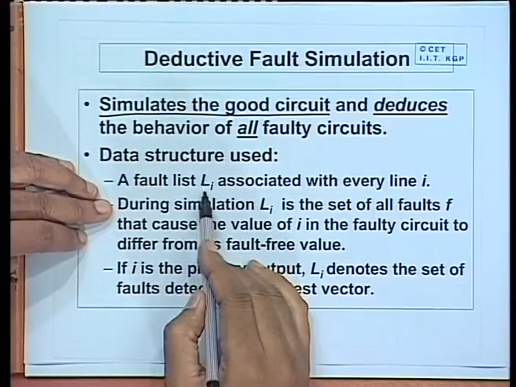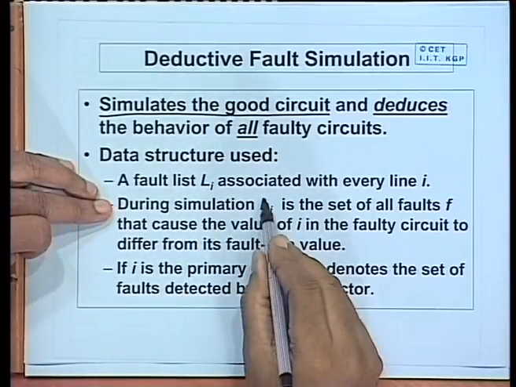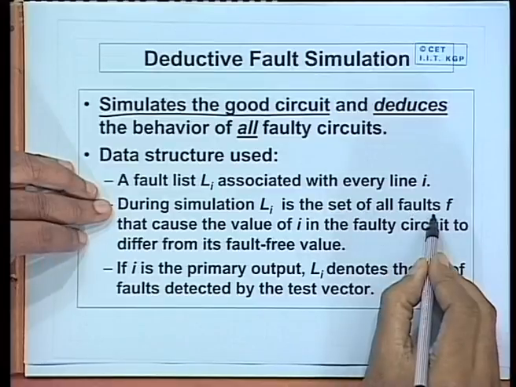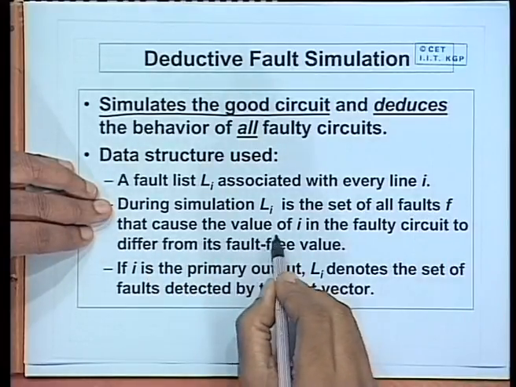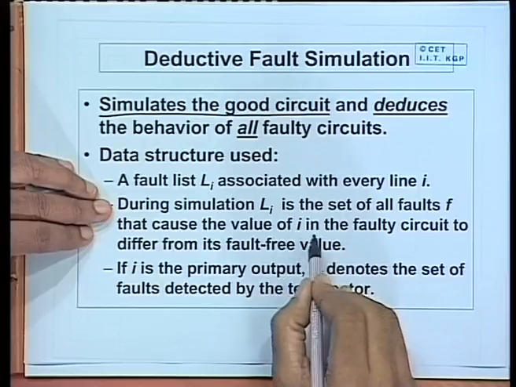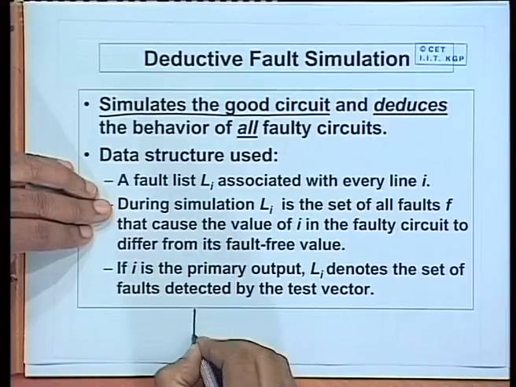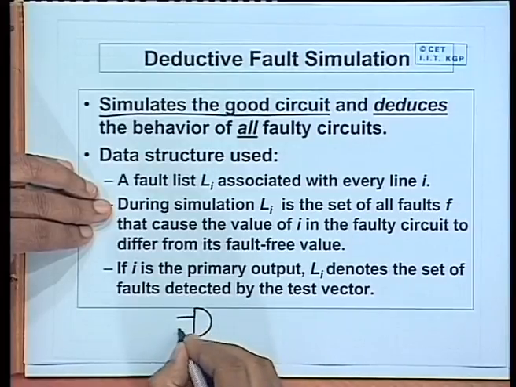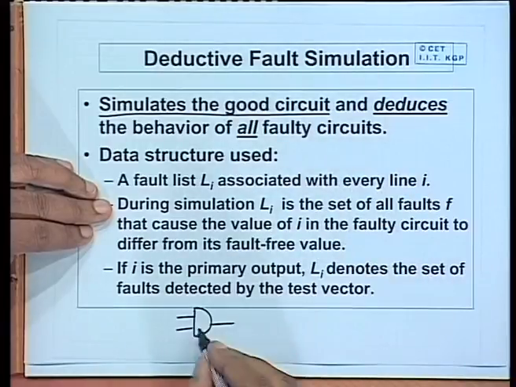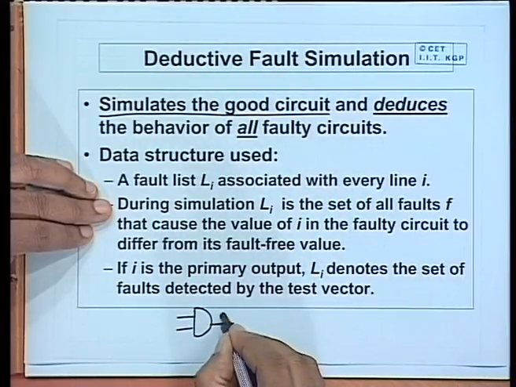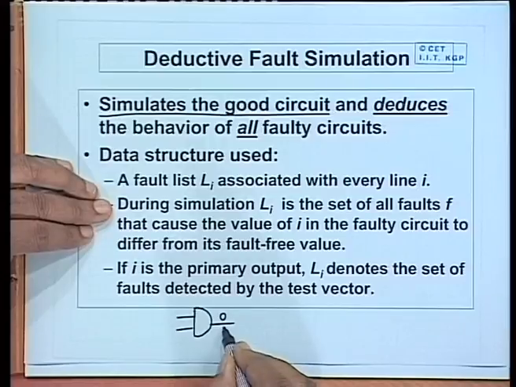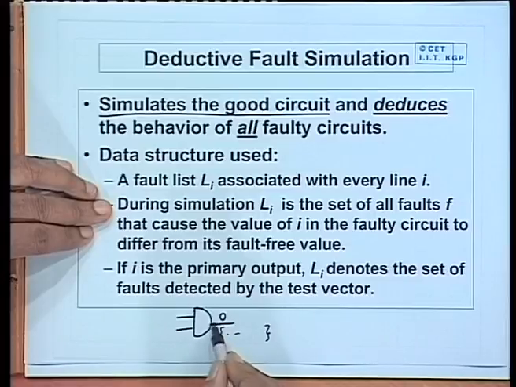During simulation, the interpretation of Li is that this Li will contain the set of all faults that will cause the value of the line i in the faulty circuit to differ from the fault free value. Which means if you have an AND gate, for instance, and the good value simulation says that the output value is 0, the fault list for this output will contain all those faults which will result in this gate output value to be 1, the other value.